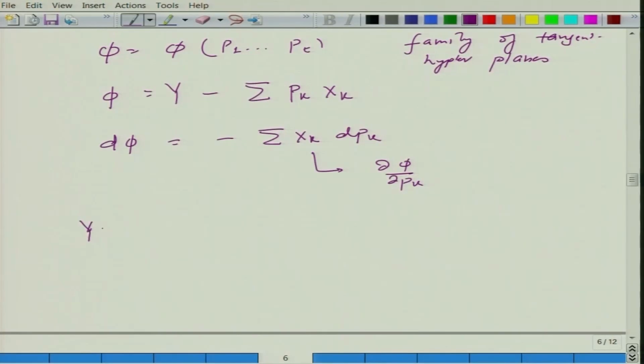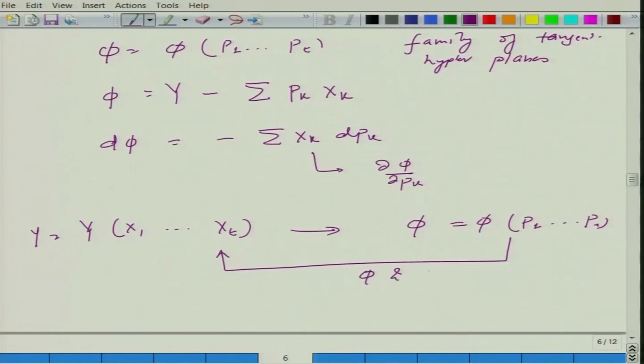So that means what we have done is y is equal to a function of x1 through xt. Now we are getting a Legendre transform function phi of p1 through pt. So we have to eliminate y and x k. Okay. And in the case of the inverse, it is going to be phi and pk's.